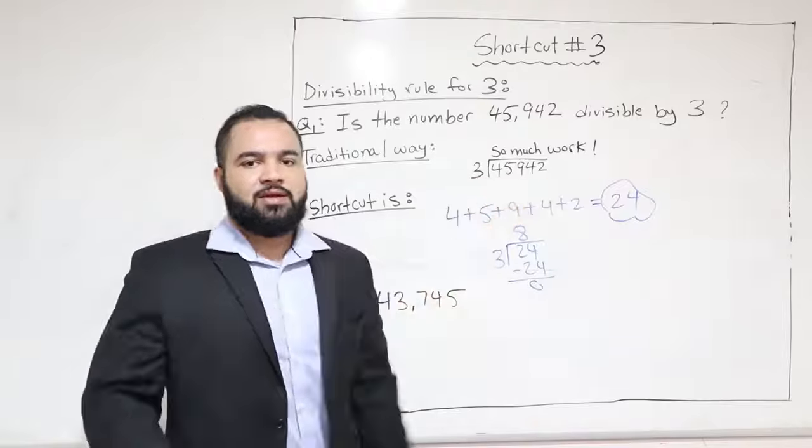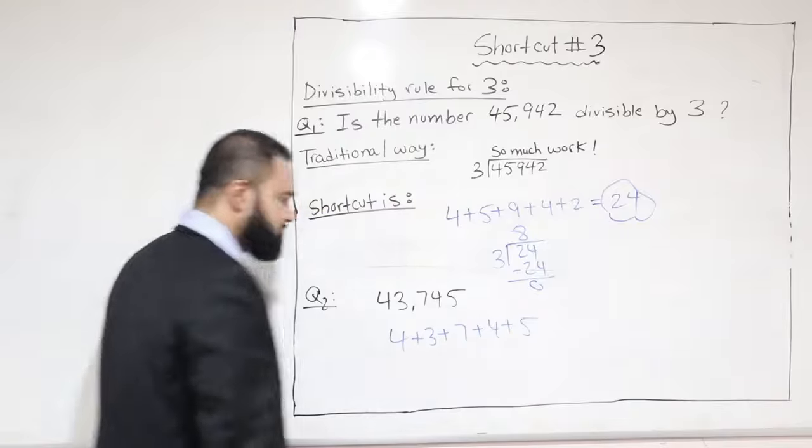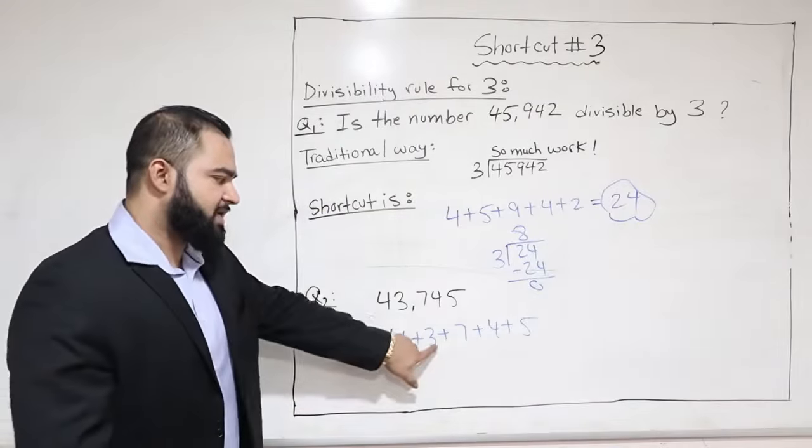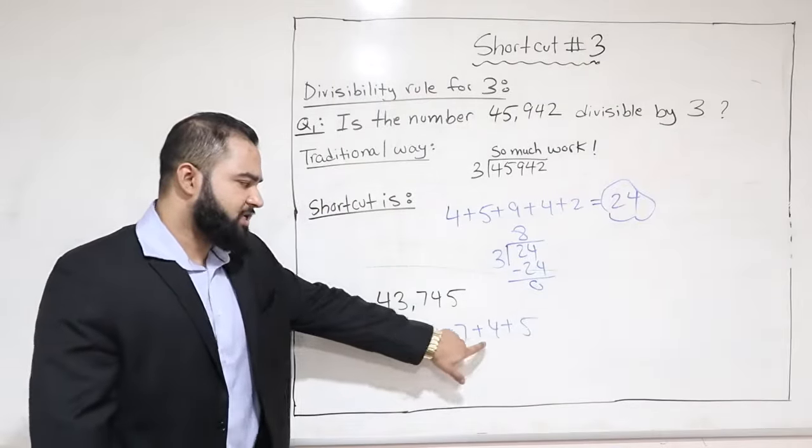What is the technique guys again? Add all the digits. So 4 plus 3 plus 7 plus 4 plus 5. What is the sum? 4 plus 3, 7. 7 plus 7, 14, 18, 23. The sum is 23. Now guys, is the sum 23 divisible by 3?